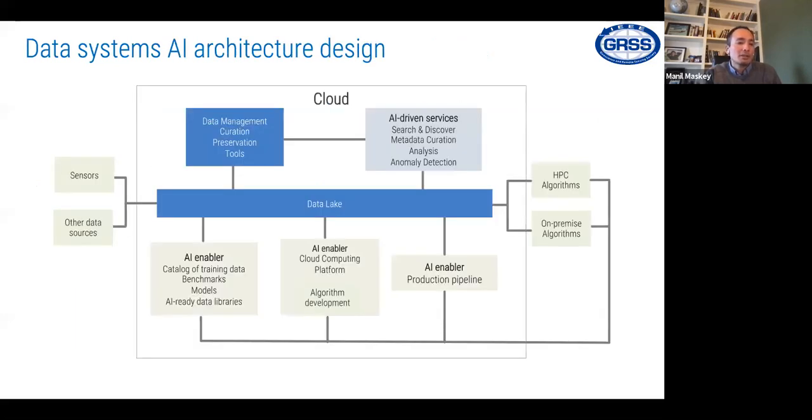So this is a high-level AI architecture for the data systems that we envision. One that utilizes AI to power our core services and also enables AI research using our data. As I mentioned earlier, the data and services are migrated to the commercial cloud. It allows us to leverage existing AI services and also leverage those technologies close to the data, as shown here as a data lake.